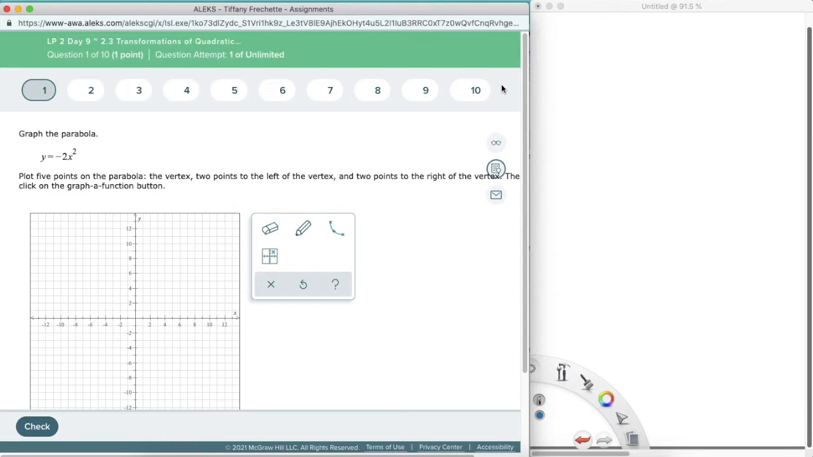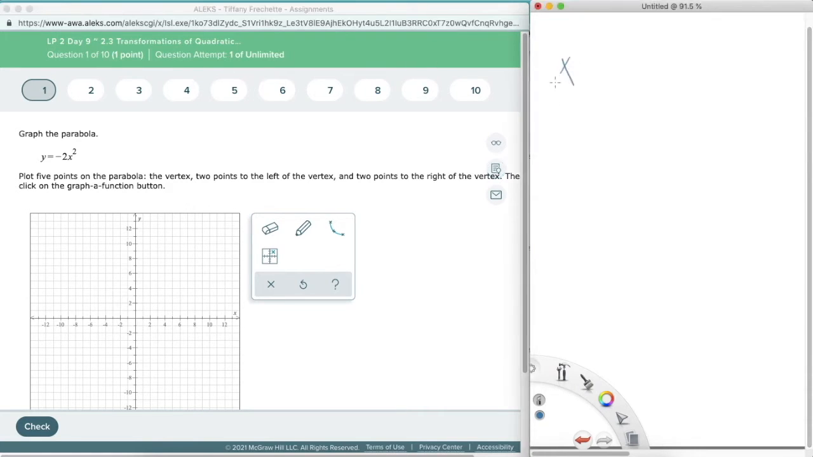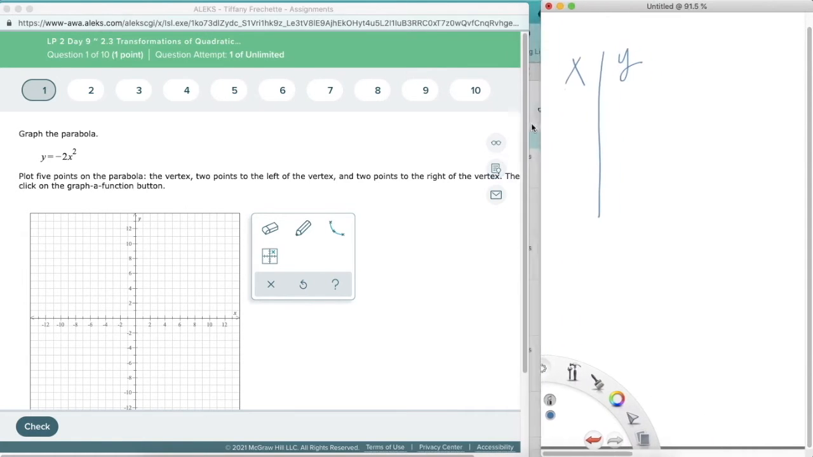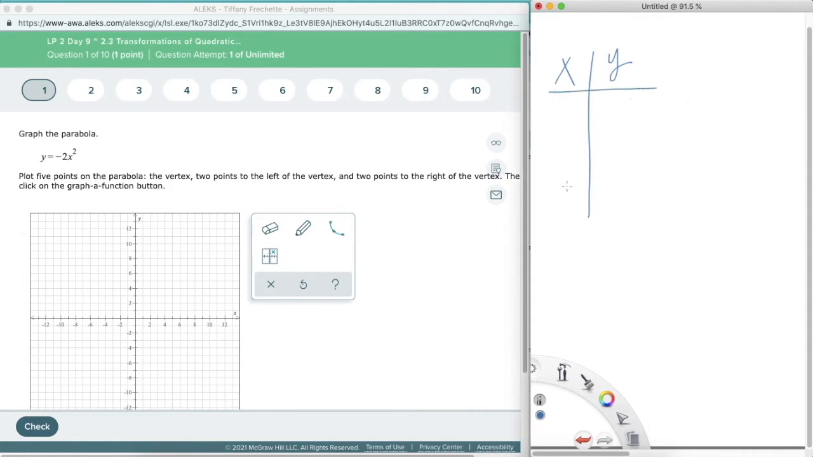So I already know, if I'm looking at my x, y table here. Whoops, I didn't mean to minimize that. So I know 0 is going to be 0 because of the function rule. But I can test that real quick and go -2 times 0 squared. Well, anything times 0 is 0. So that does in fact work out. So then I'm going to go -1, -2, and 1 and 2. So I'm going to start with my positives here. Why not? It doesn't necessarily matter which ones we start with.